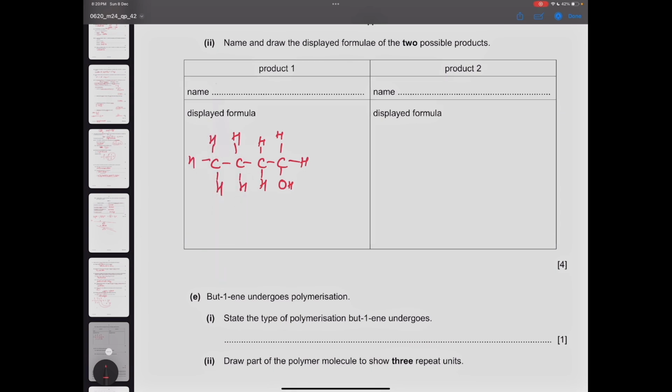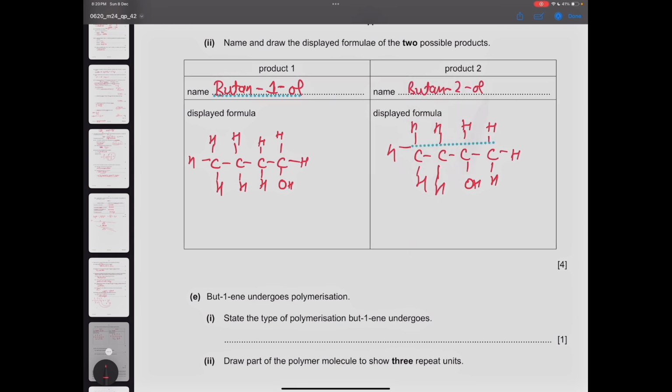What will be the name? Butan-1-ol. The second one will be, now you put OH on the second carbon, then just satisfy the valency. Create 4 bonds for each carbon. Butan-2-ol. Why 2? Because 2 is representing the position. It's on the second carbon.